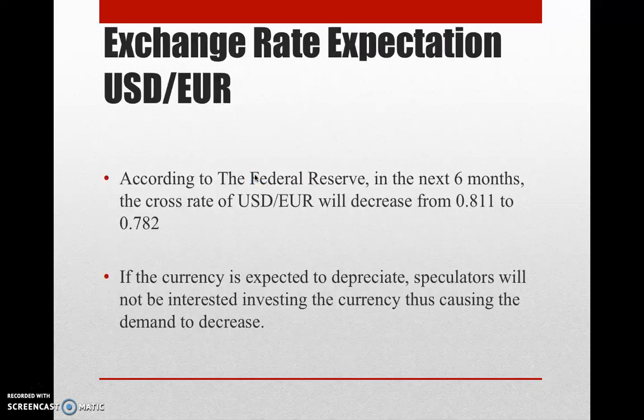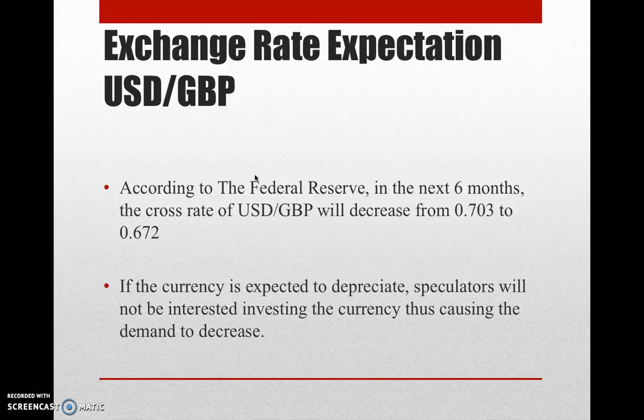Exchange rate expectation between US dollar and euro. According to the Federal Reserve, in the next 6 months, the cross rate between the US dollar and euro will decrease from 0.811 to 0.782. If the currency is expected to depreciate, speculators will not be interested in investing in the currency, thus causing the demand to decrease.